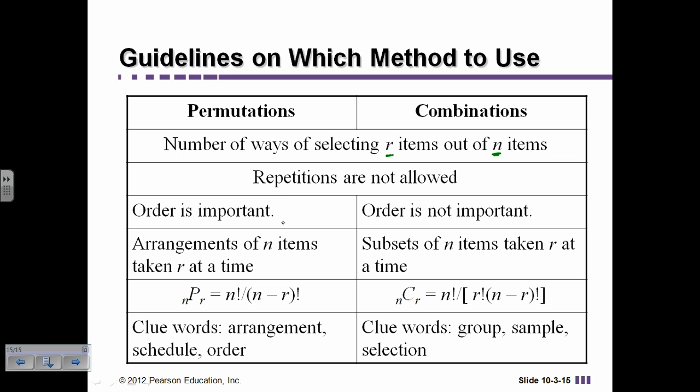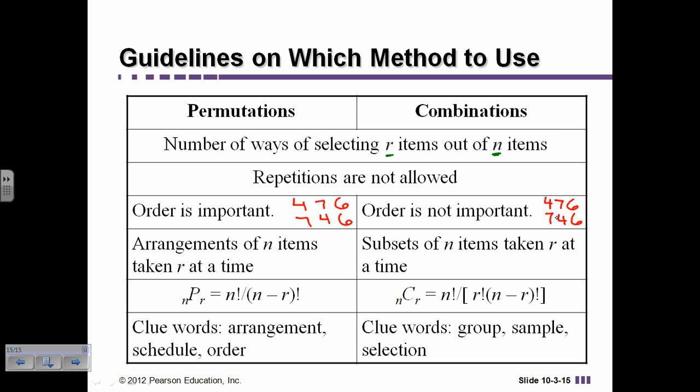In other words, I do need to worry about the fact that 476, if I'm looking at that 3-digit number, is not the same thing as 746. So I need to count both examples as 2 different cases with a permutation. But with combinations, the order is not important. In other words, I'm going to look at the number 476 and the number 746 as being the same thing.